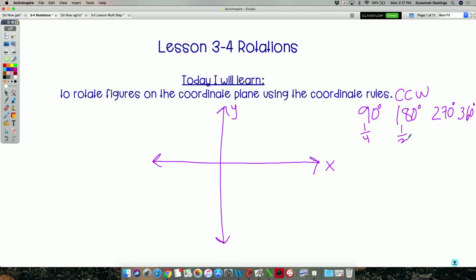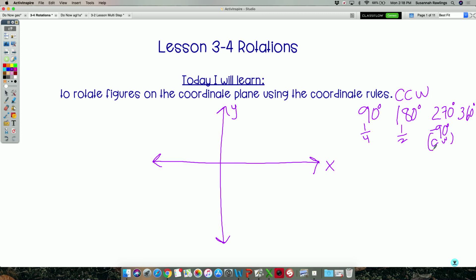I rarely use 270 degrees, and we'll talk about that in a second. 270 is the same thing as negative 90 degrees, and we'll see that in a second. What do we say negative means? Right. Clockwise, good. So I'm just going to put that in parentheses. So we're making some little cheat sheet down here for us.